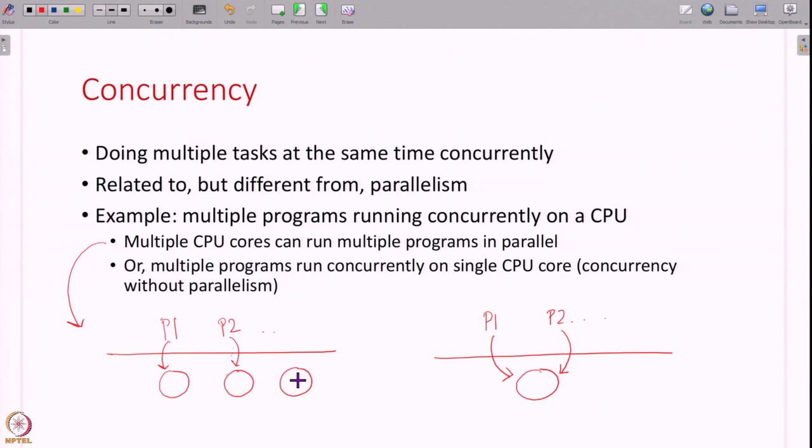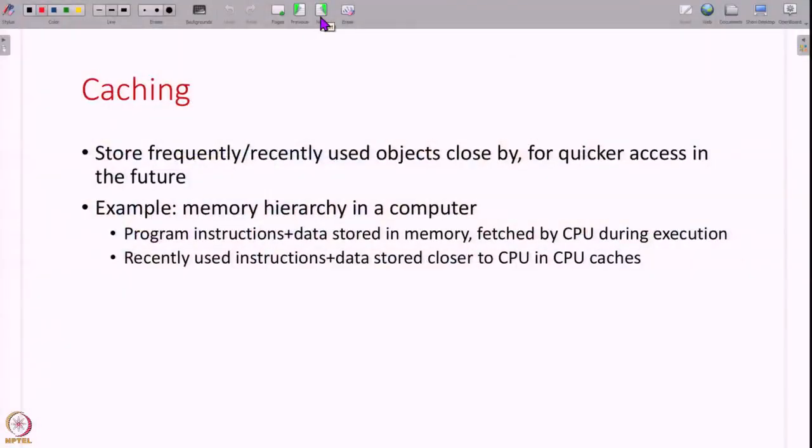This is a very important concept that we will come back to again and again in the course. Whenever you want to do things efficiently, you have to do multiple things at the same time, concurrently, for good performance. So, moving on, the next design principle is caching.